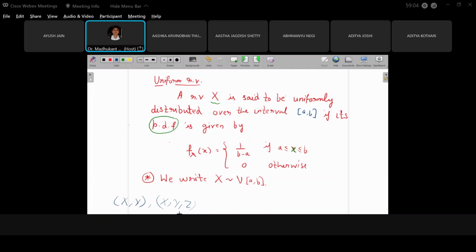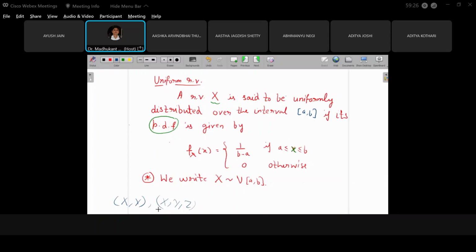So we have talked about jointly. Jointly means you are working with the pair x comma y. We have done the case of two random variables. Those things can be extended to any finite number of random variables.